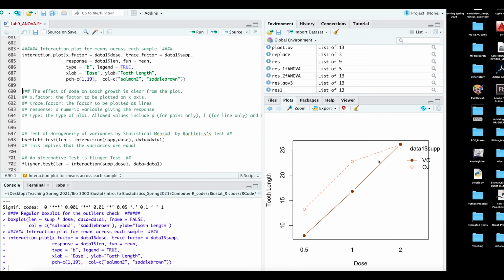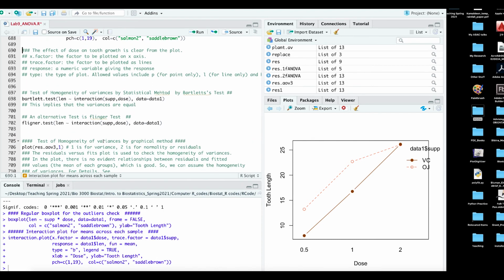But whenever we see the interaction is significant, we don't talk much about the individual effect of the dose and supplement. Okay, there is an interaction effect, meaning that the effect of the levels of one factor, the levels of the dose, depends on the supplement. Okay, that's what we get.